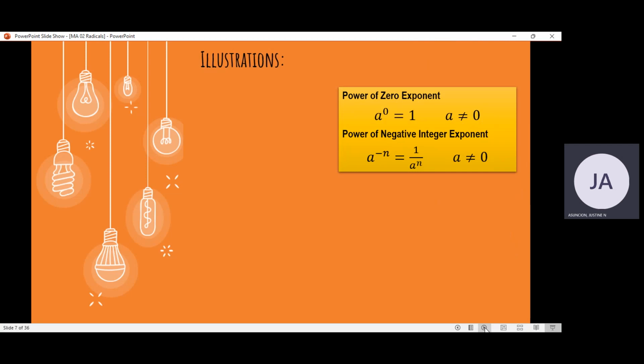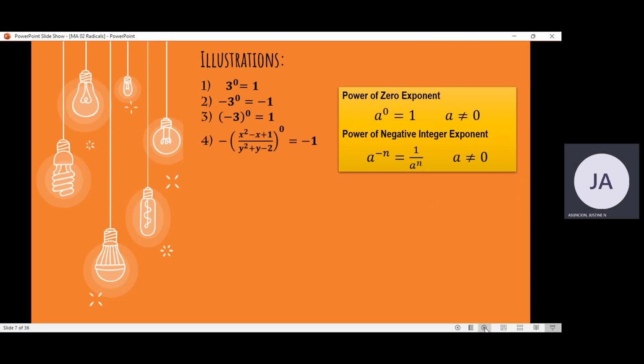Now, let's have the illustration of the given laws, the power of zero exponent and the power of negative integer exponent. So let's start first with 3 raised to 0 is equal to 1. So again, if we raise it by 0, the result is still 1. Another example, we have here negative 3 raised to 0 is equal to negative 1. There's a difference between number 2 and number 3. So always remember, we have the parenthesis so that we can have positive 1 as our result. Quantity negative 3 raised to 0 is different from negative 3 raised to 0 equals negative 1. So don't forget that.